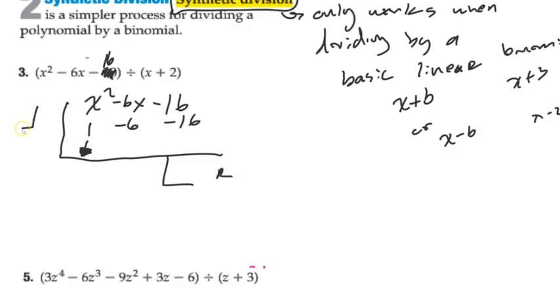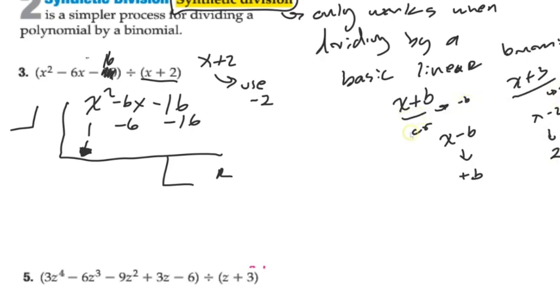Now what we're going to do is put a box on this side. What goes here is the opposite of what you're dividing by. This is x plus 2. It's like the inside opposite. We're going to use negative 2. If I had x plus b, we'd use negative b. If we had x minus 3, we use positive 3. We use the inside opposite.